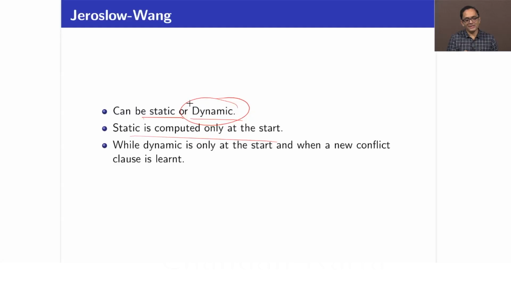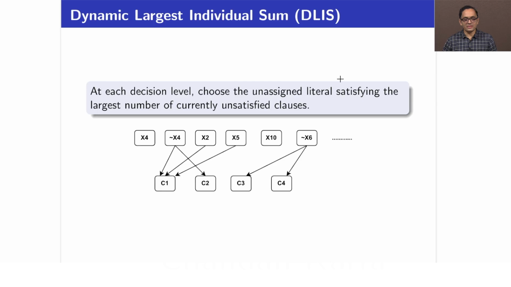So, for practical cases I think you should follow dynamic, because that makes sure that you are picking the unassigned variable which is occurring more frequently in the conflict clauses. Okay. So, I will move on. The next one is called dynamic largest individual sum. As the name suggests, it is basically dynamic.